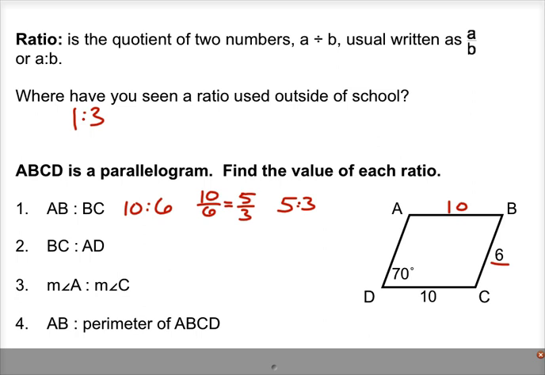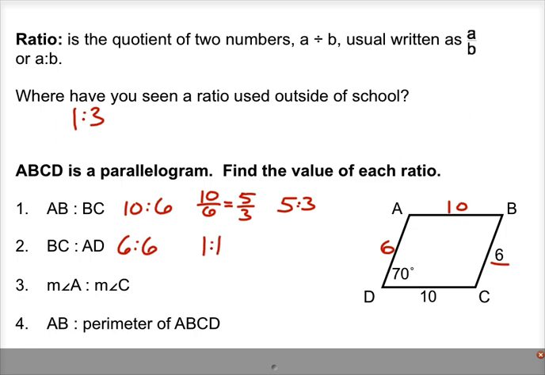If you want to turn them into fractions, that's fine. If you want to leave them written with the colon in between, that's fine too. Let's look at number 2. The ratio of BC, which I can look as 6, to AD, and I notice the left side is the same as the right side, so it's 6 to 6. If I reduce, they're both divisible by 6, so I get the ratio of 1 to 1.